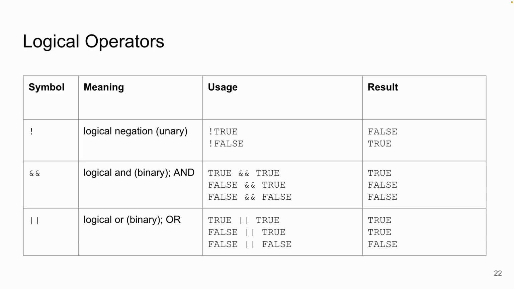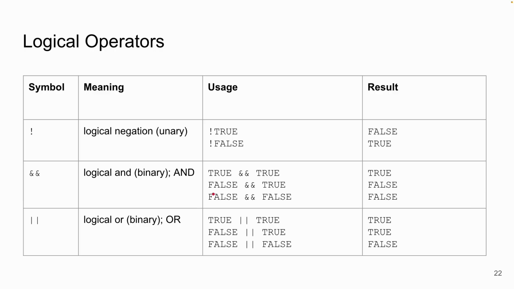And the third logical operator is logical OR. It is also a binary operator, so we also have two operands here. For the OR operator, whenever there is one operand that is true, the result will be true. So how do we understand that?